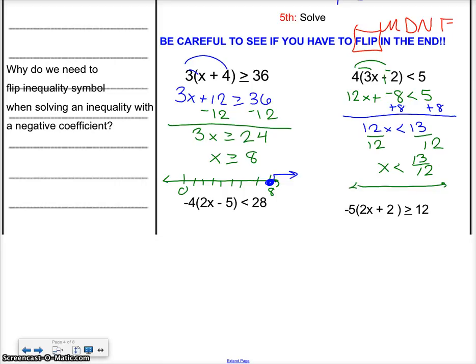Okay. I guess I'm going to graph it. 0, 1, 2. I had an internal struggle there. And I'm going to graph it. This is just a little bit bigger than 1. It's 1 and 1/12. So I would make a circle a little bit bigger than 1, and then I would go to the left. Notice that I did not have to flip anything yet because the last thing I did was not multiply or divide by a negative number.